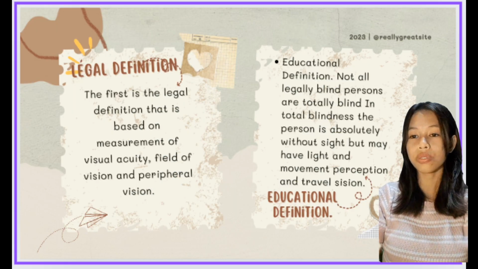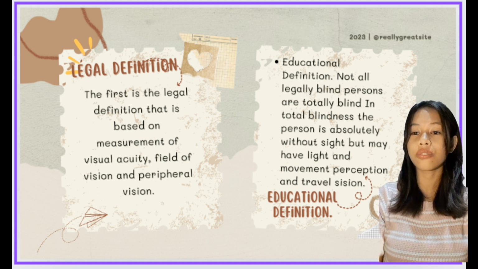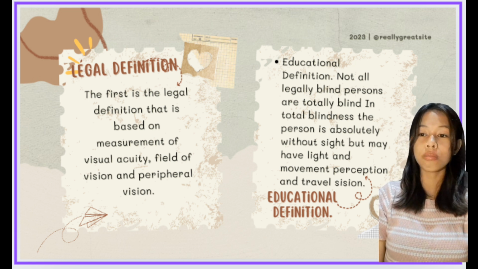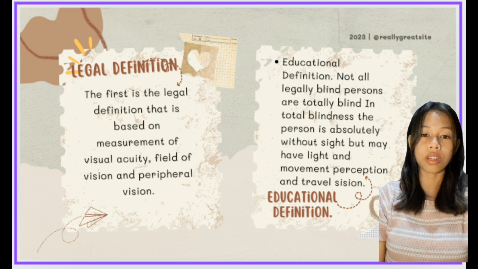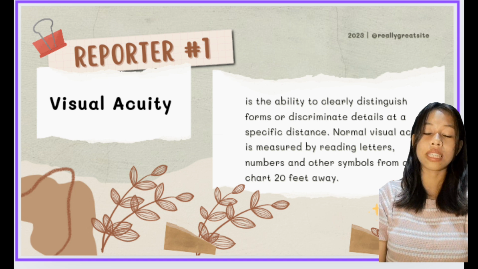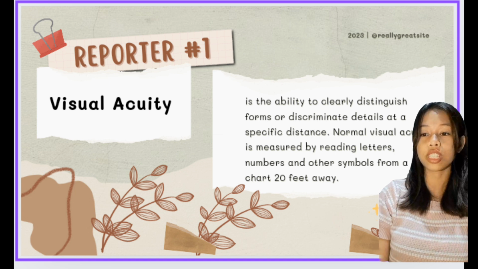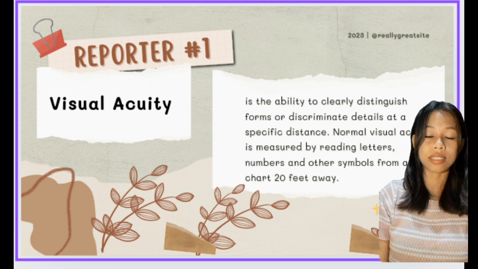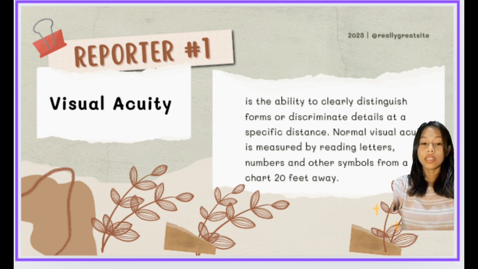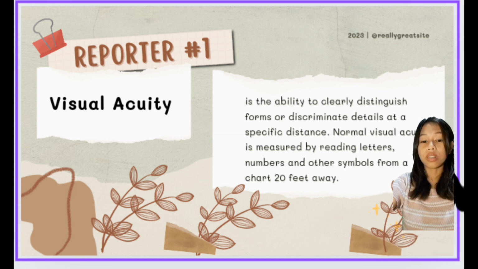So the first definition of blindness is the legal definition. It is based on measurement of visual acuity, field of vision, and peripheral vision. Visual acuity is the ability to clearly distinguish forms or discriminate details at a specific distance. So let us move on to the field of vision.